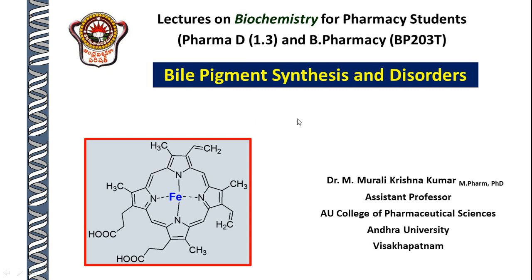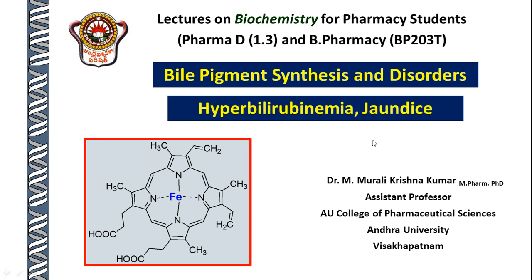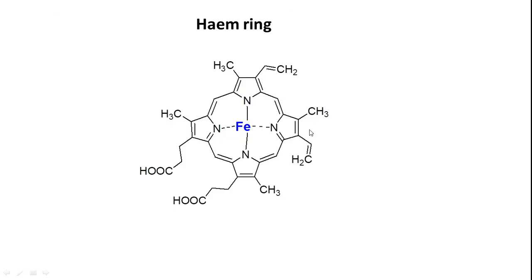So in this session we will discuss in detail regarding bile pigment synthesis and related disorders like hyperbilirubinemia and jaundice. Okay, so heme ring, its biosynthesis etc. we have seen in the last class.